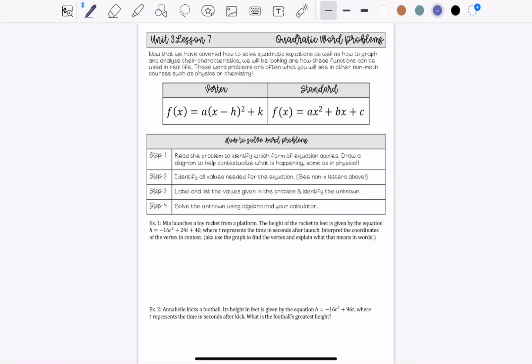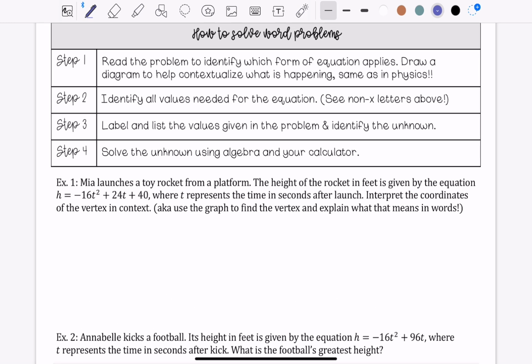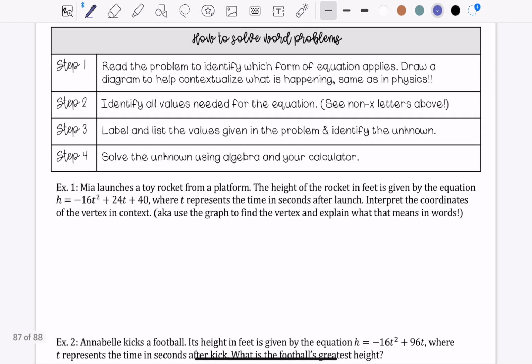Hello, this is a video explaining how to do lesson 7 of unit 3, which is quadratic word problems. You have, I believe, seen these questions prior to this in physics if you're taking physics, but we are doing the easier route than they are. So you are given the equation on each one of these. You don't have to do any calculations, you'll just be looking in the calculator.